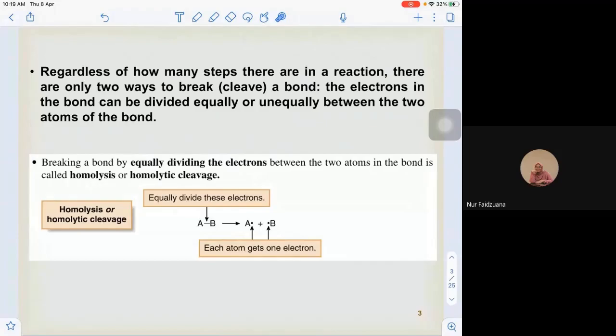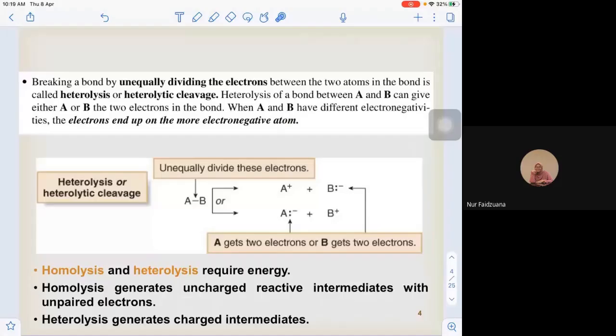As for heterolysis, or heterolytic cleavage, the electrons are divided unequally, in which only one atom gets both of the shared electrons. Here we have a bond formed between A and B. If B is more electronegative than A, it will produce A plus and B minus, in which both of the shared electrons go to B. However, if A is more electronegative, A receives both of the shared electrons during this heterolytic cleavage, so A turns to A minus and B turns to B plus.